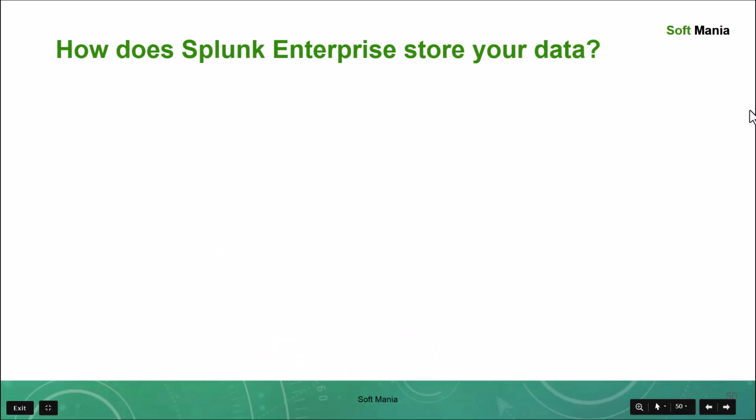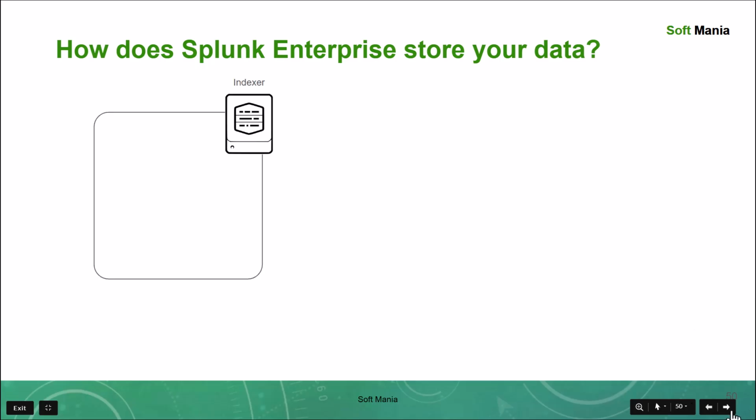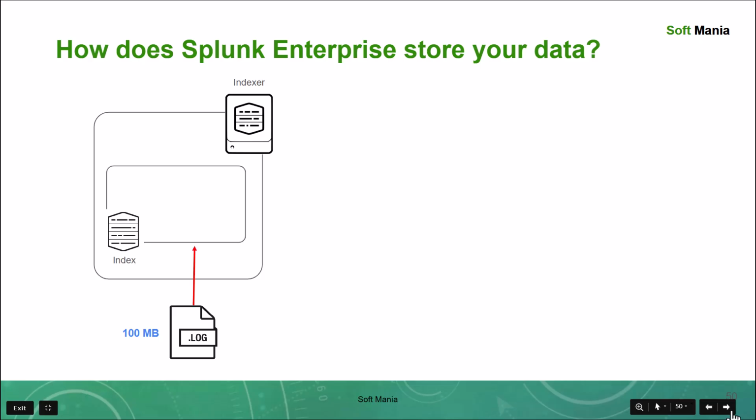Now let's discuss how Splunk Enterprise stores your data. Let's assume we have an indexer, and in that indexer we are trying to index a 100 MB log file. When you are indexing the 100 MB log file, it gets stored inside the index, because the index is the storage location. Inside that index, we'll have multiple bucket locations, different buckets. Let's start with hot and warm, which we will discuss in future videos. Just think of it as a folder with subfolders. The index is a bigger root folder, and inside that a bucket is a subfolder. So the data gets stored in the form of buckets.